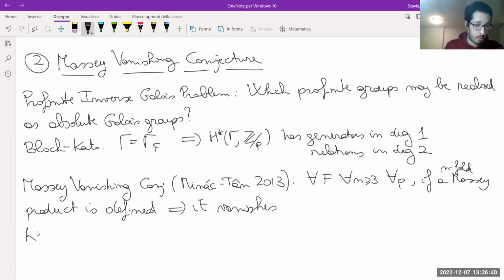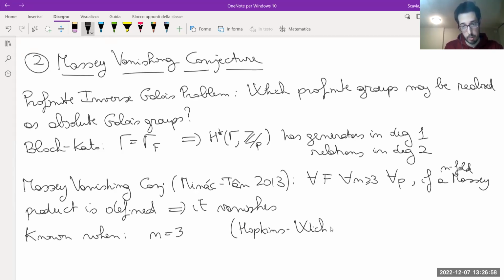Okay, so I don't want to give the whole history, since there are many papers on this topic, but I want to say that the main case where this conjecture is known is n equals 3. The first work was Hopkins-Wickelgren, which is the fundamental work in this area, because they began attacking this Massey vanishing conjecture before it was even formulated. They are the ones that started this whole thing, and they proved it when n is 3 and p equals 2 in the case of number fields.